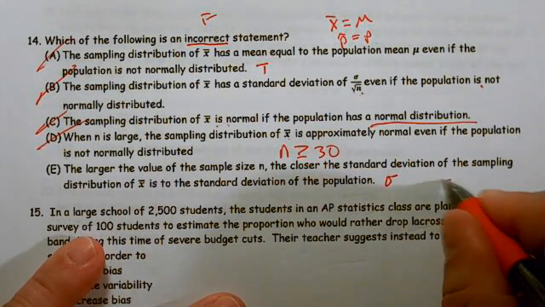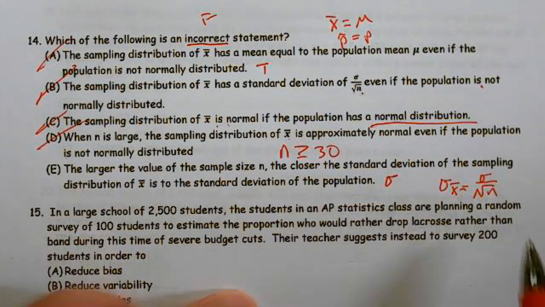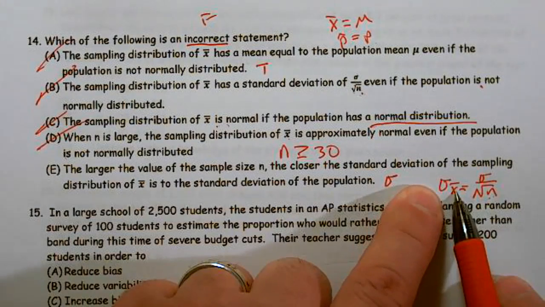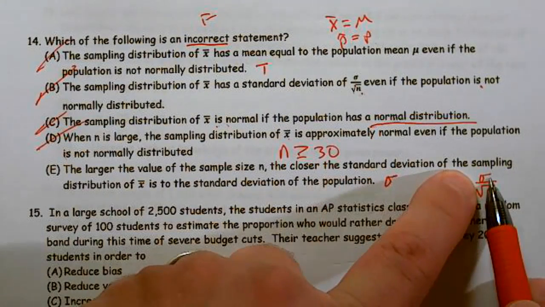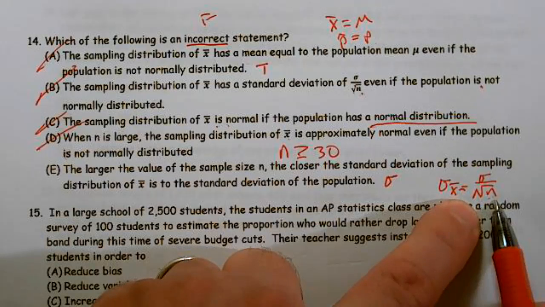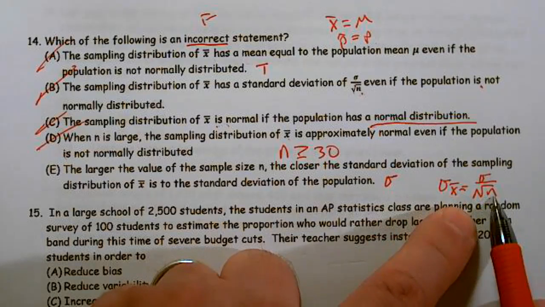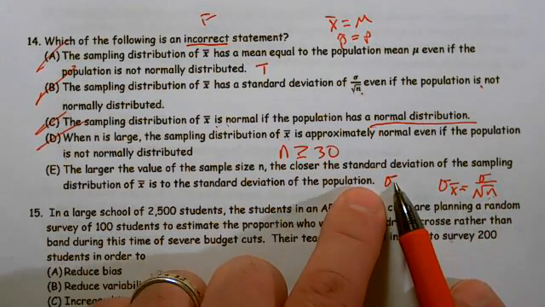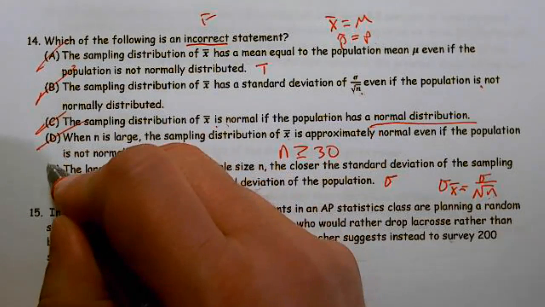The standard deviation of X bar is this. So as n gets larger, this gets smaller, which means it's actually getting farther and farther away from that, because we're taking the standard deviation of the population and dividing it by the square root of n. So the standard deviation of X bar has this formula, all right? And as n gets larger, this gets smaller, which means it gets smaller relative to the population standard deviation. So this is our first incorrect statement.